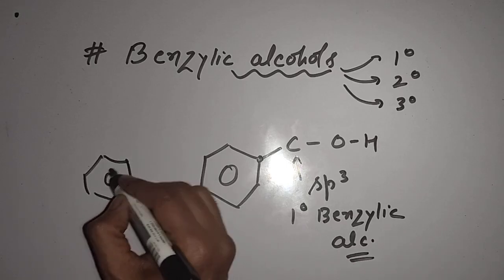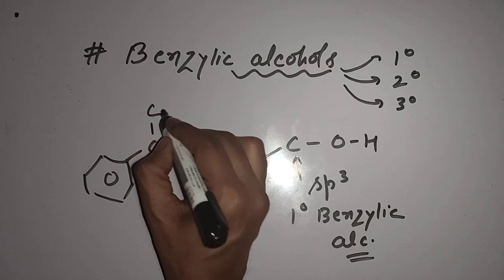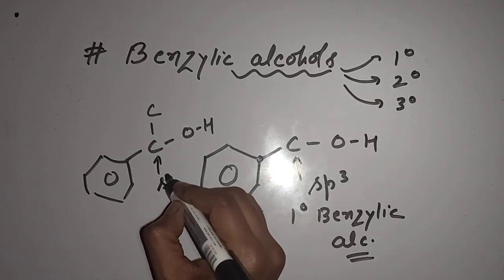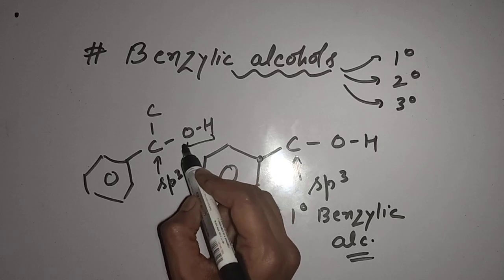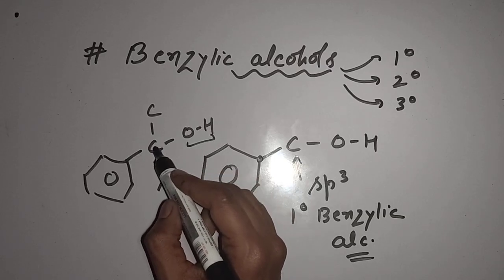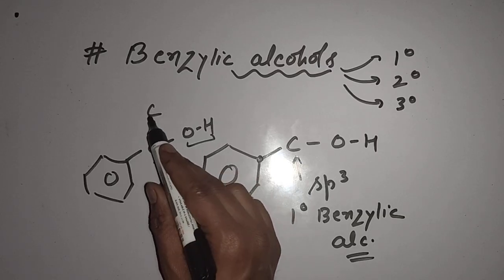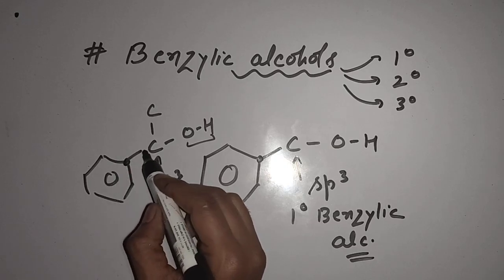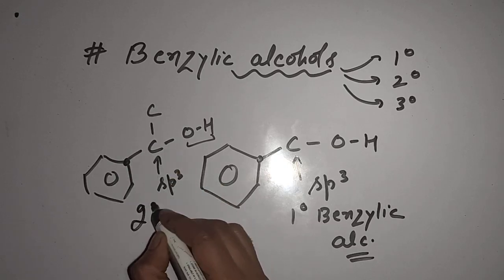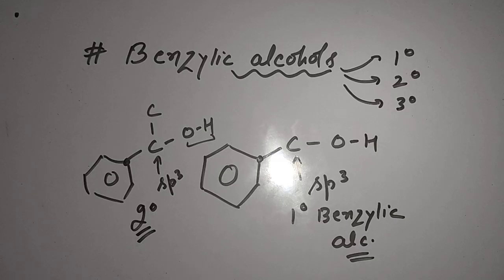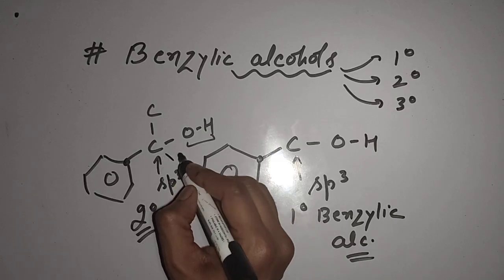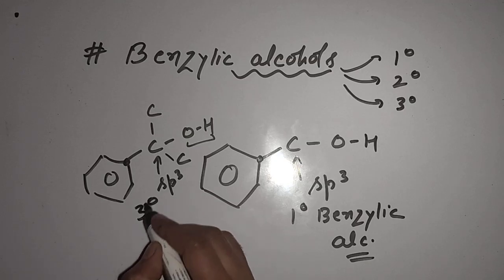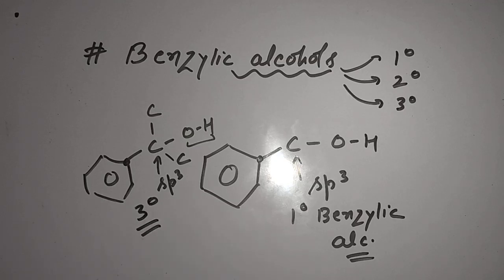If we have this condition, hybridization is again sp3. OH is connected to an sp3 hybridized carbon which is further directly connected with 2 carbons, one on this side and 1 carbon of the benzene ring. So first of all it is a benzylic alcohol and the degree is 2 degree. Similarly you can make it 3 degree if we have 1 more carbon here. So the degree will change to 3 degree benzylic alcohol.